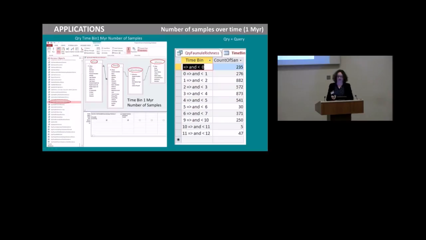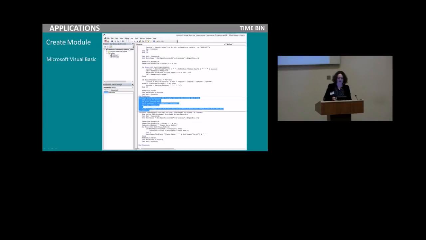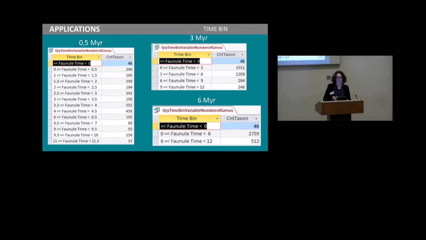And that can be calculated for any time bin. In this case, it is 1 million years. But we created a module in Microsoft Visual Basic where you are able to choose any interval of time, so 0.6, 3.6 million years.